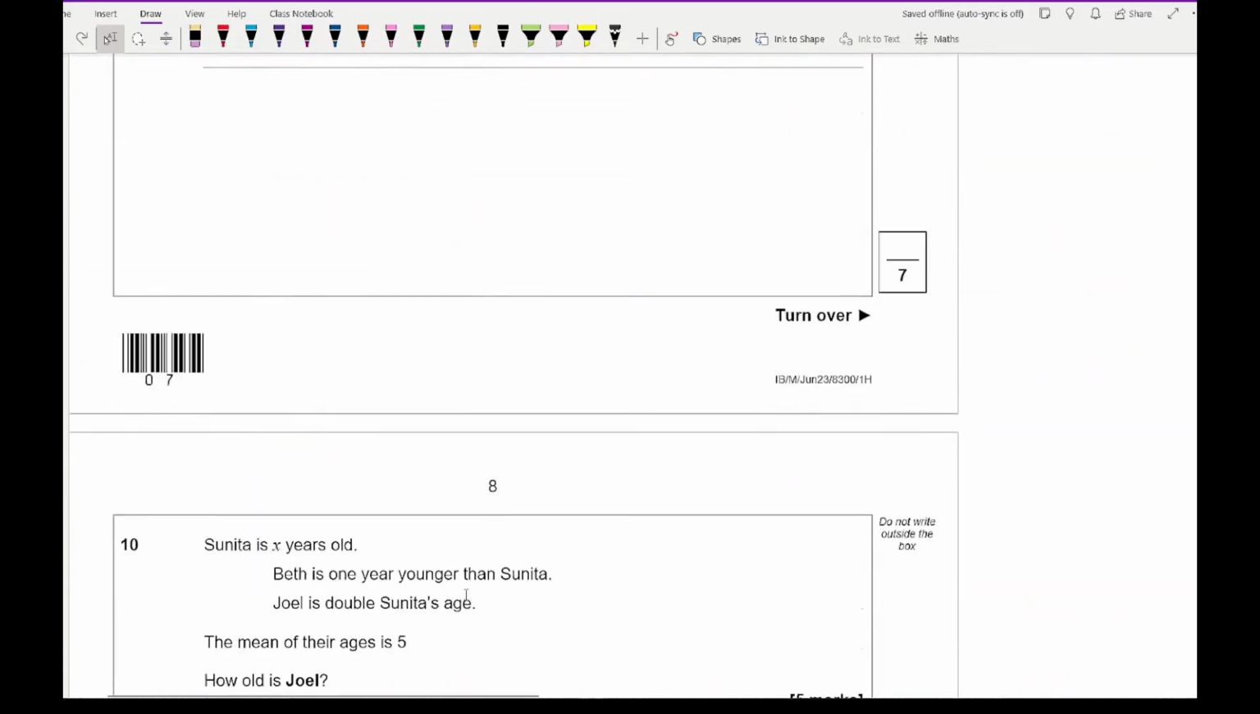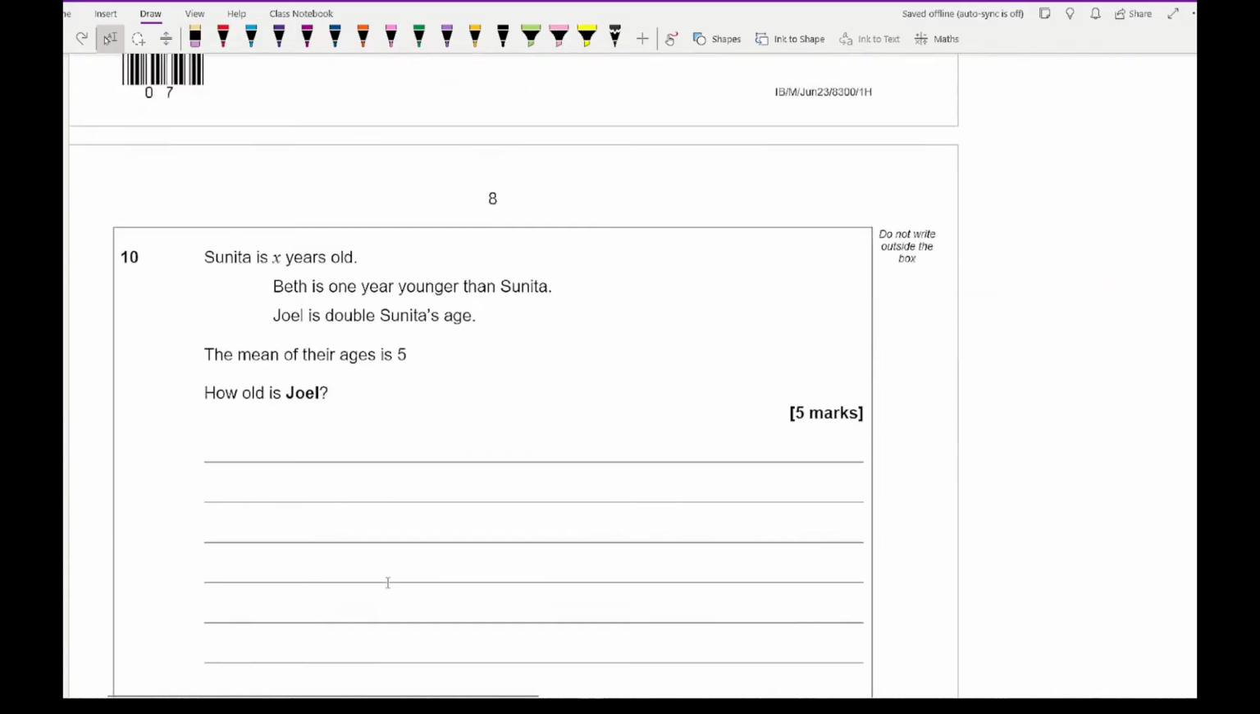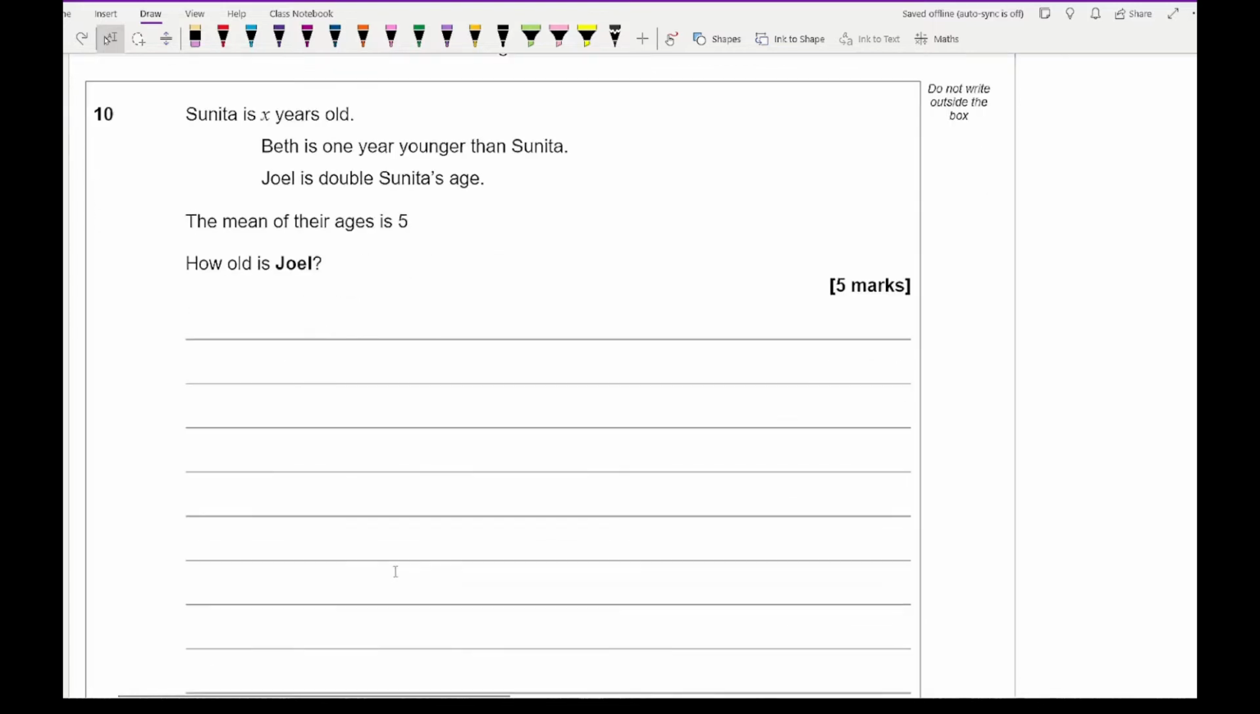And let's quickly whiz through here. So it says here, Sunita is X years old. Beth is 1 year younger than Sunita. Joel is double the age of Sunita's age. The mean of their ages is 5. How old is Joel? Well, let's first of all start by writing an expression for each of their ages.